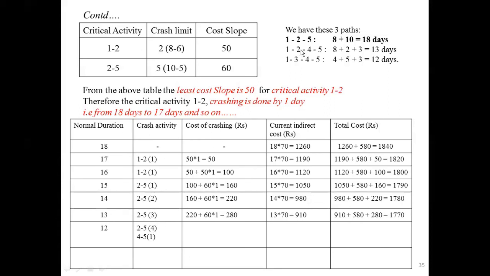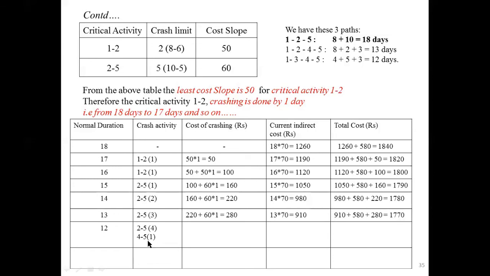Then for the parallel critical path, that is 1, 2, 4, 5. For 1 to 2, the crash limit is over. Next are 2 to 4 and 4 to 5. For 2 to 4, the cost slope is 40 rupees. For 4 to 5, the cost slope is 10 rupees, and hence you have chosen 4 to 5. That is for 1 day.